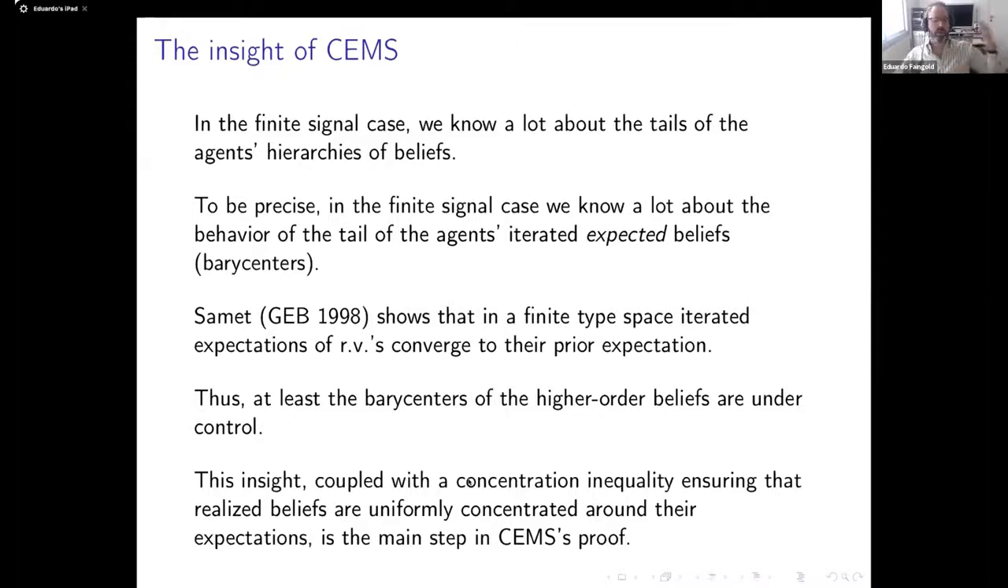And I already argued a few slides ago that for finite levels of the hierarchies, everything is also under control. And so they get control over the tails, and you already have mutual learning at any fixed level of the hierarchy. So that's their insight. They exploit the finiteness of the signal space to get that kind of control over the tails of the hierarchies.